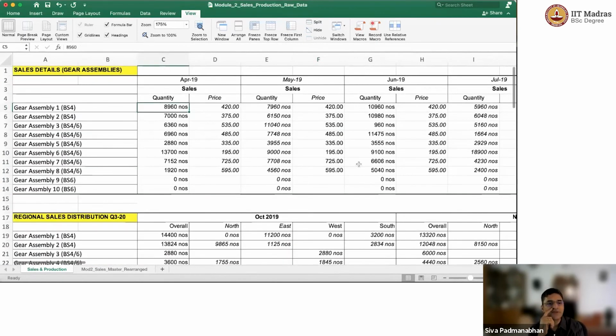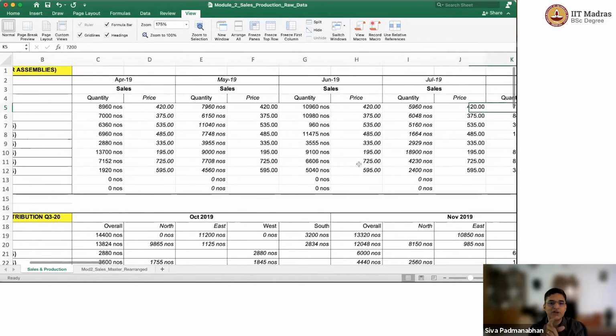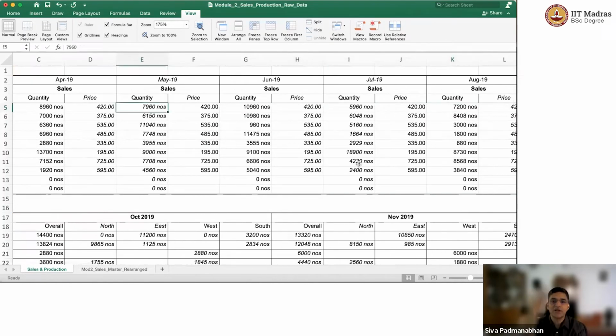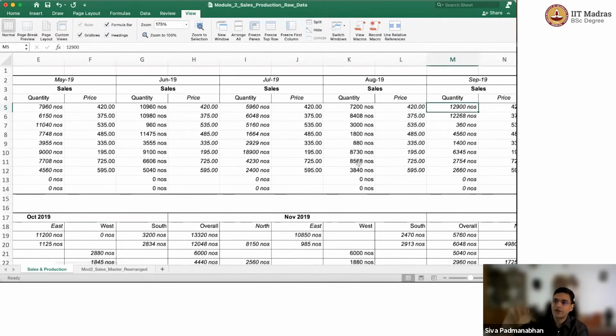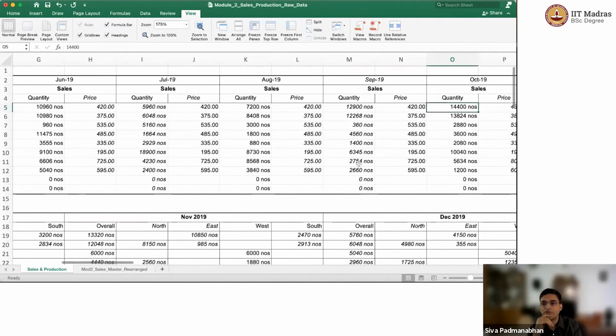If you see the sales of gear assembly 1, it was actually 8,960, then it fell to 7,960, then it suddenly increased to 10,960, and then 5,960, and so on, right? So you see that there's a lot of ups and downs in the sales of the product. But production is also going up and down, but it's not going as rapidly up and down. And this is the job of what we call the sales and operations planning, right?